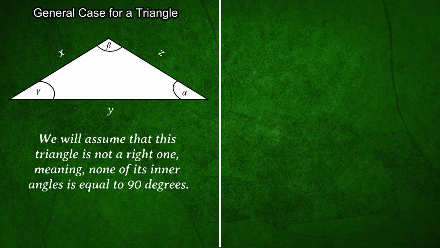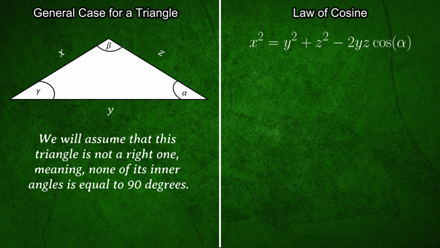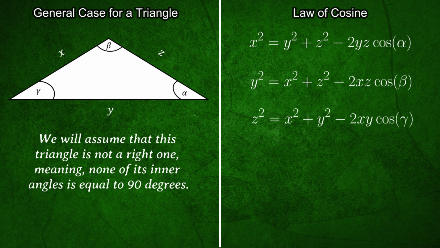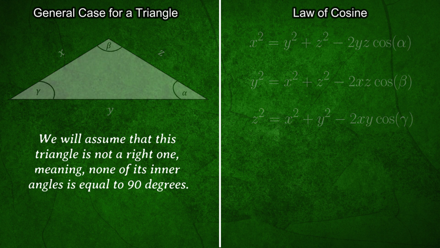Then, by using the law of cosines, we know that x squared is equal to y squared plus z squared minus 2yz cosine of alpha. But we can also use this for the remaining sides, and we will get the following: y squared equal to x squared plus z squared minus 2xz cosine of beta, and z squared will be equal to y squared plus x squared minus 2xy cosine of gamma.